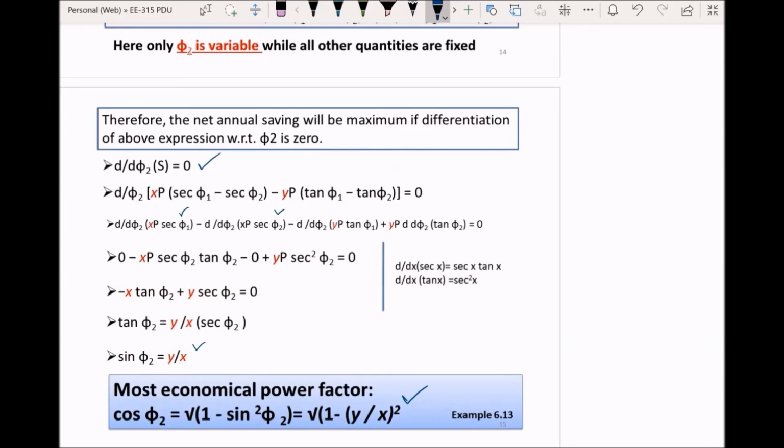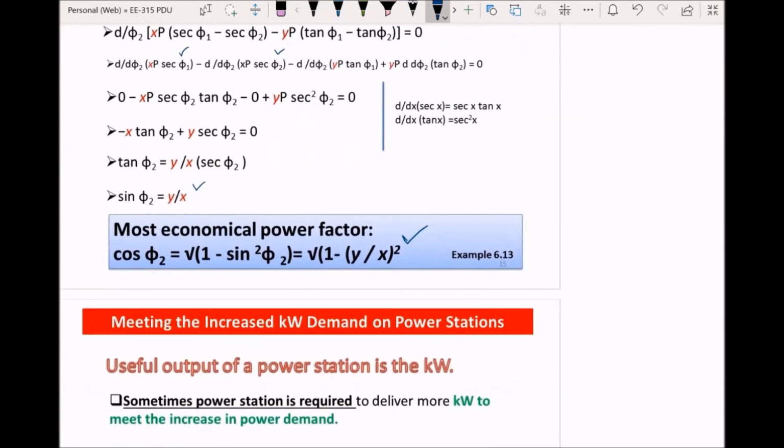From here we can conclude that the economical power factor, which is cosine of phi 2, depends only on the relative cost of supply and power factor correction equipment, and it is independent of the initial power factor, which was phi 1. So there is no component of phi 1 included in this final expression of the most economical power factor.